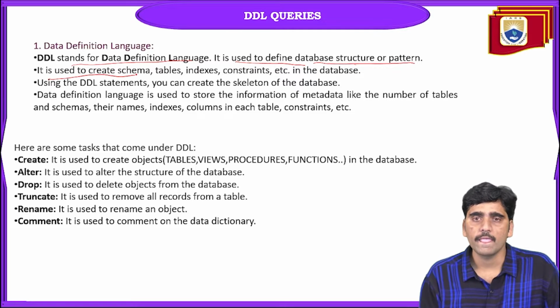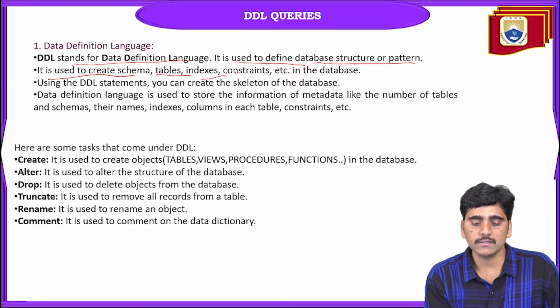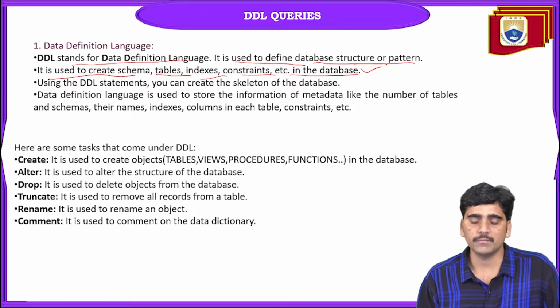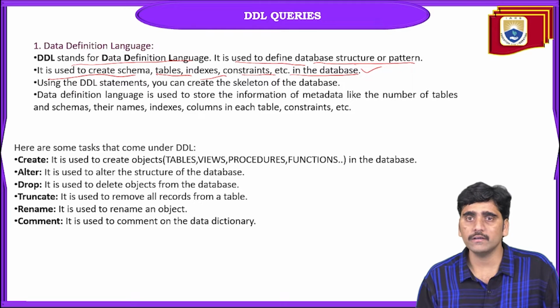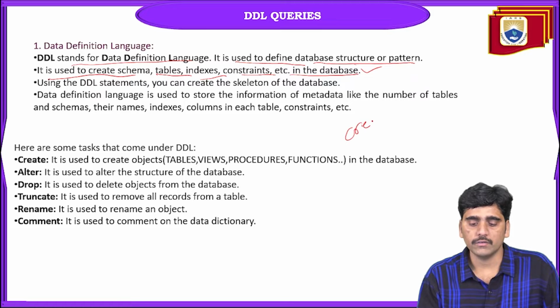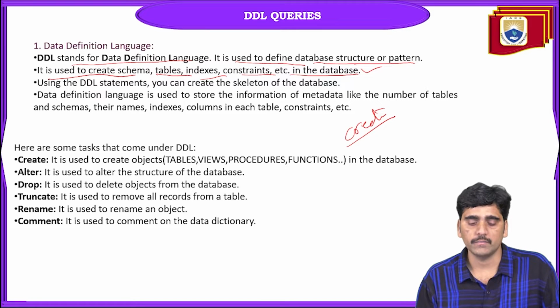It is used to create the schema, create the tables, create the indexes, and create the constraints in the database. In the previous sessions we already saw that we are creating different constraints, like table level constraints as well as column level constraints. To create the constraints also we are using the create command. So to create all these tables and database objects, we are using this create command, right?